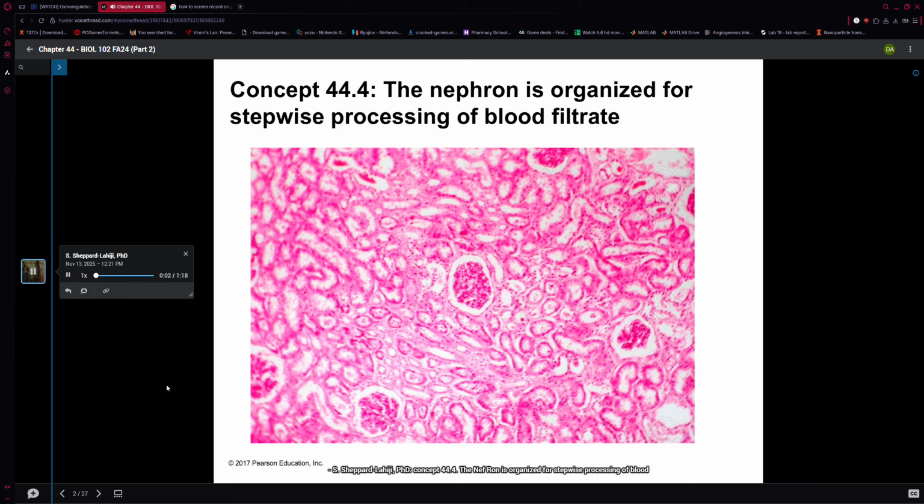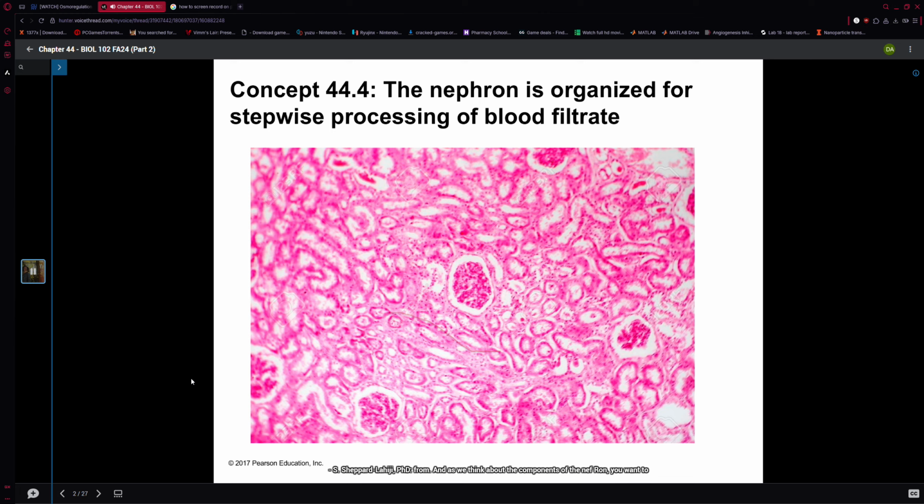Concept 44.4: the nephron is organized for stepwise processing of blood filtrate. We will go through the steps in varying levels of detail depending on where we are within the nephron. Here I've provided a microscopy image of the nephron, so you can see the glomerulus here, and then all of these tubules. So this still adheres to the description of the excretory system being a network of tubules. So we'll work our way through the nephron.